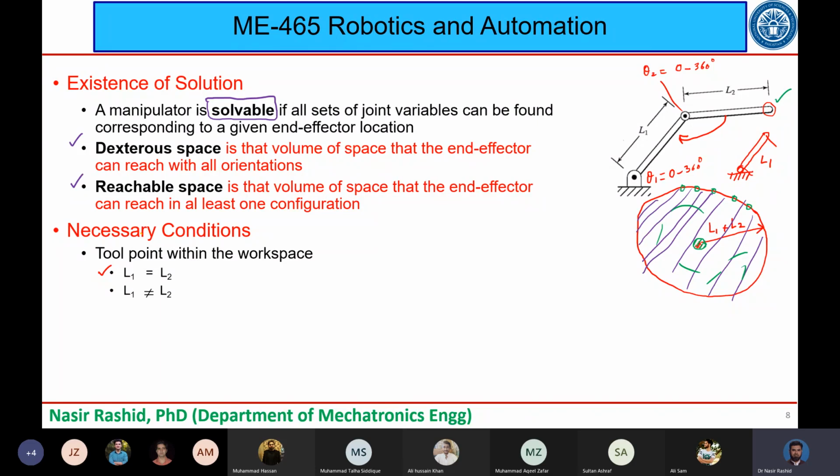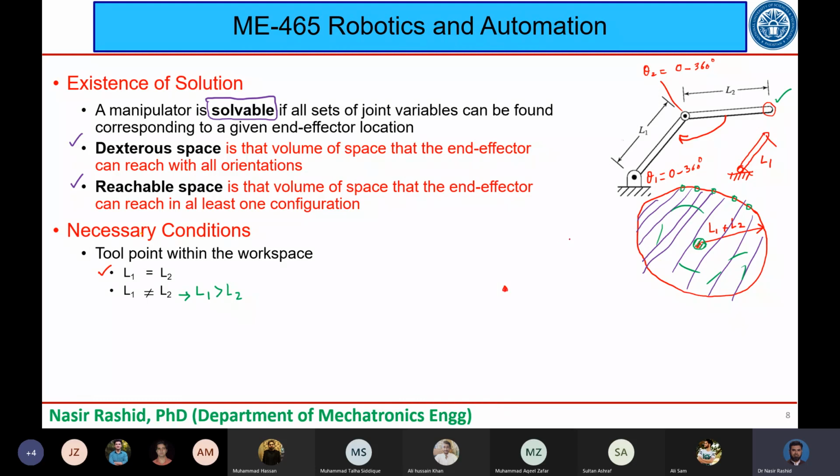So let me give you another example. Let's see, if L1 is not equal to L2, what will happen? We say that L1 is greater than L2. Let us talk about that. Now if I draw this, this is the base. Now look at this carefully. This is the center point.